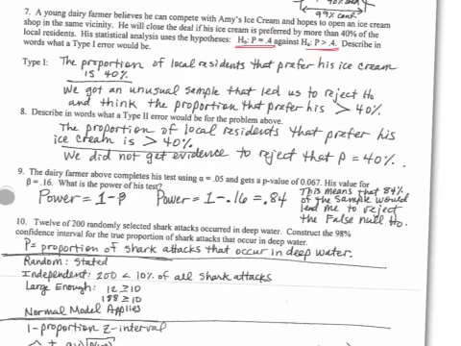Number 8, describe the type 2 error. We have no evidence, and so we fail to reject a false null hypothesis. So the null hypothesis is false. The proportion of local residents that prefers ice cream is actually greater than 40%, but we got no evidence. We did not get evidence to reject that it's 40%. So he's not doing a new store, and he could.